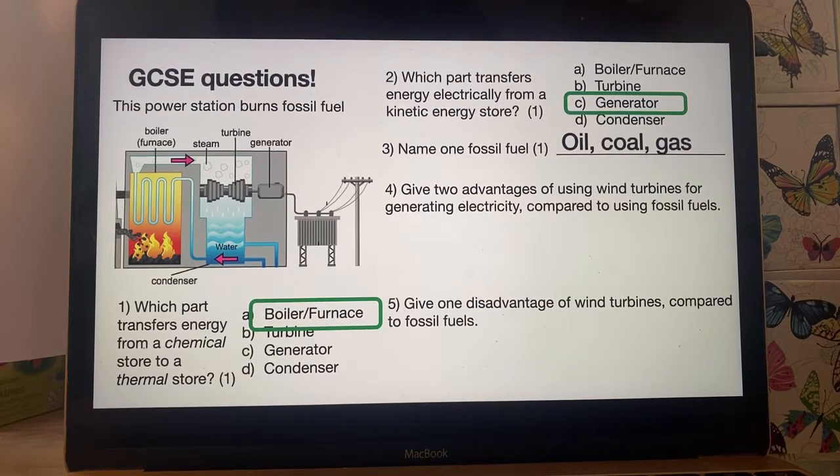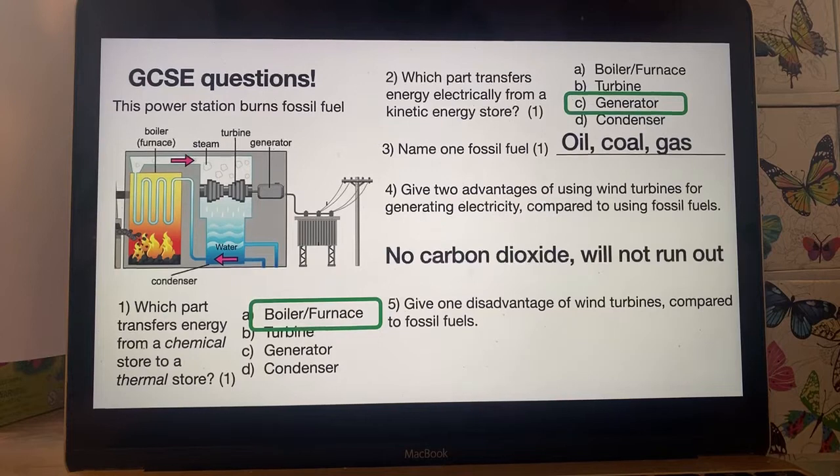You could have had oil or coal or gas, just those 3. Two advantages to using wind turbines compared to fossil fuels. Well, the big one is they don't give off any carbon dioxide. And they won't run out either, that's good. Well done if you thought of any more. I can't think of any more. No carbon dioxide, will not run out.